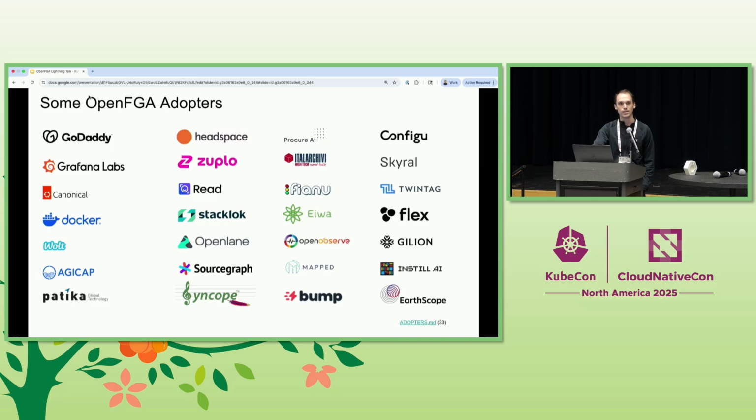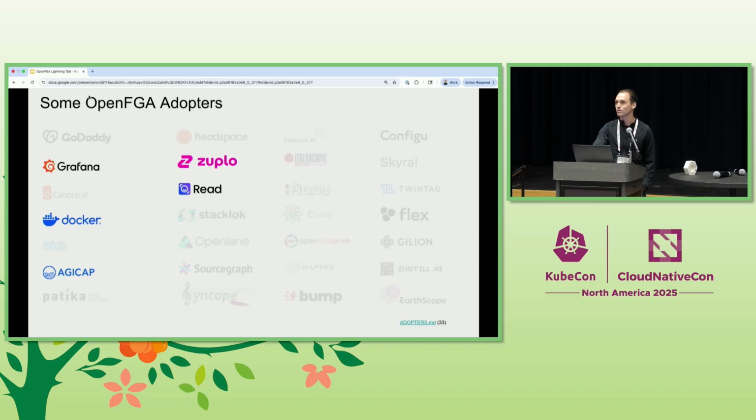OpenFGA is maintained by Okta and Grafana. There are also a lot of adopters that contribute to the project. Some names that you might know are Canonical and Docker, Headspace, and GoDaddy. There are actually a lot of others, but due to their legal teams not allowing them to put their logo on this slide, they are unnamed.